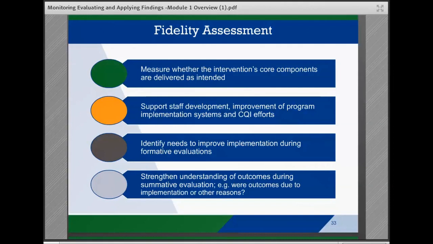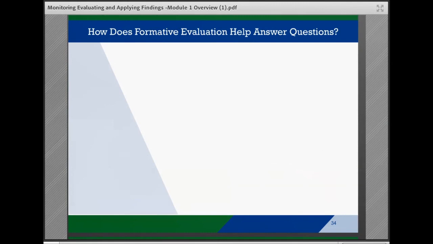For example, if outcomes are not achieved, fidelity assessments can shed light on whether it was due to the intervention not being implemented as intended, for example, not following the program model or insufficient dosage, or other reasons like a poor theory of change or a shift in the needs of the target population. Formative evaluations and summative evaluations can answer different yet related questions. Let's look at some examples of each.